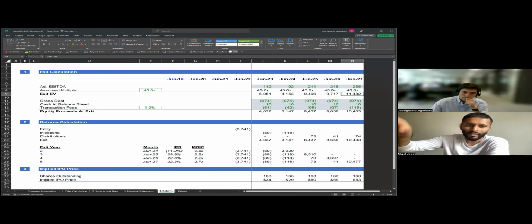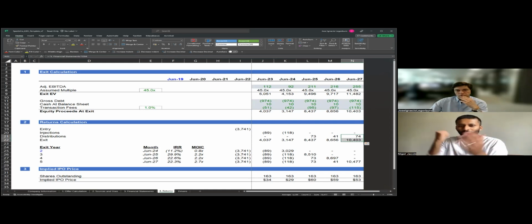Perfect. So that 10.5 billion, just to clarify for everyone, is you get that 10,477 by, if you look up, 255 adjusted EBITDA times 45 multiple gets to 11.4. Then you take away the debt, add the cash, take away the transaction fees, and that's where you get this 10.5 billion. So that's what Nacho's talking about. Correct. It's 10.4 billion at exit plus the 74 million dividends that you get.